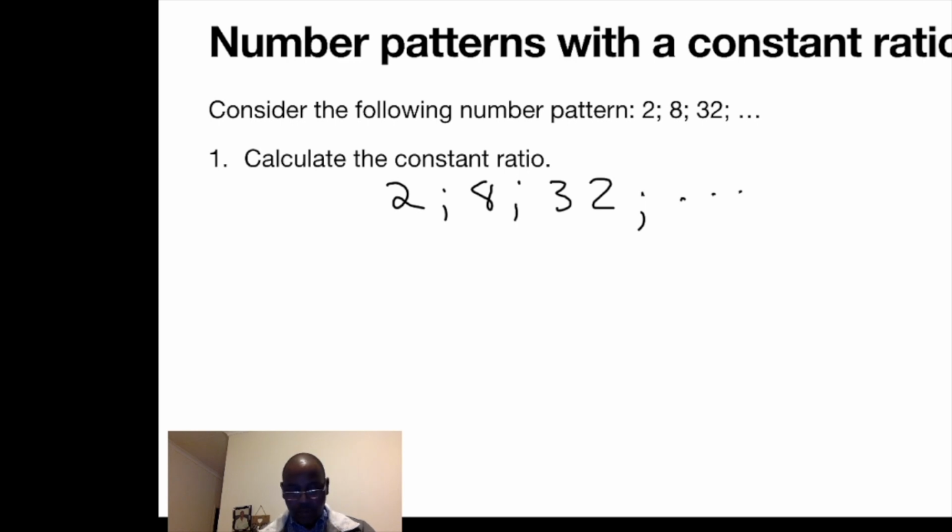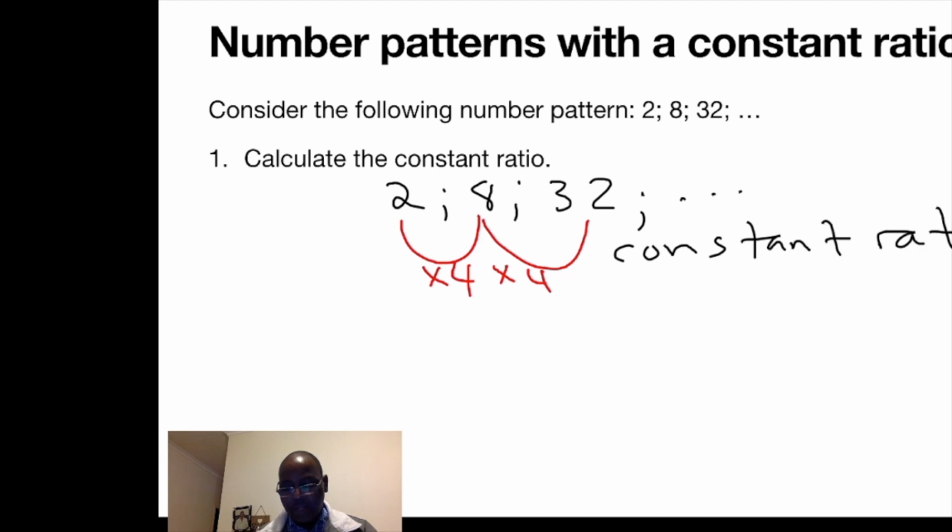But if you look at this one carefully, you can multiply 2 by 4, that will give you 8. And you can multiply 8 by 4, that will give you 32. This means this particular number pattern is formed by multiplying each term by 4. And so this is called a geometric number pattern. The 4 is referred to there as the constant ratio.